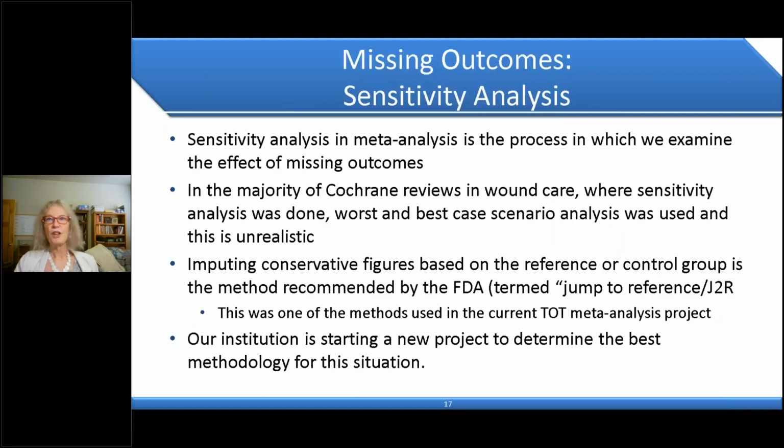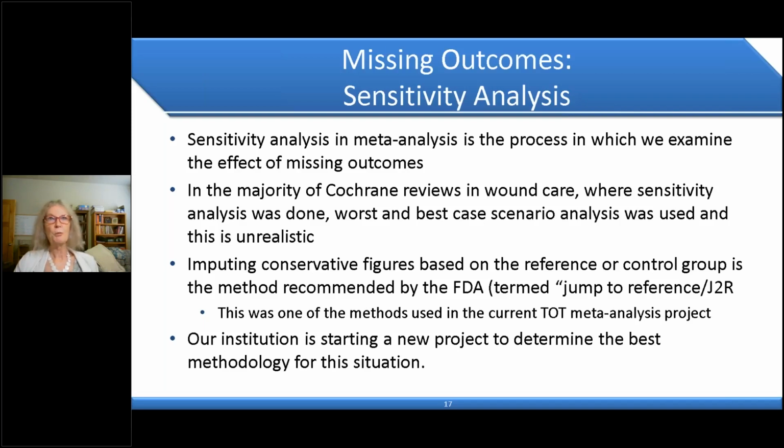Another problem we come across, particularly in wound care, is missing outcomes. It happens for a lot of reasons, but we need to do sensitivity analysis. In other words, let's imagine all those people that were lost to follow-up, they died, we took them out, we withdrew them and so forth, or some bad events happened. What might have happened instead?